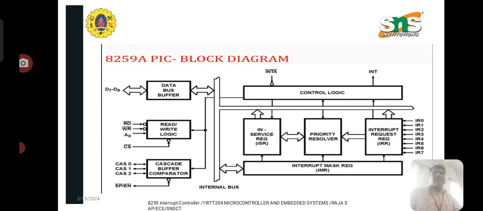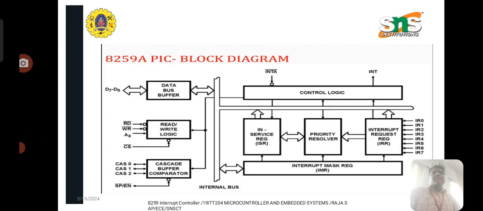So this is the block diagram of the 8259. It consists of 5 important blocks. One is the data bus buffer, second is the read/write logic, third is the cascade buffer comparator, fourth is the control logic, and the fifth is the interrupt mask register. Based on all these blocks, the interrupt controller can do various operations.